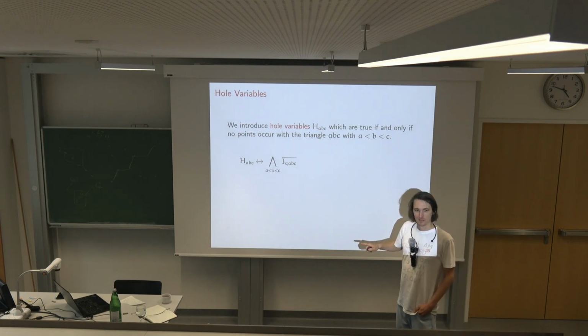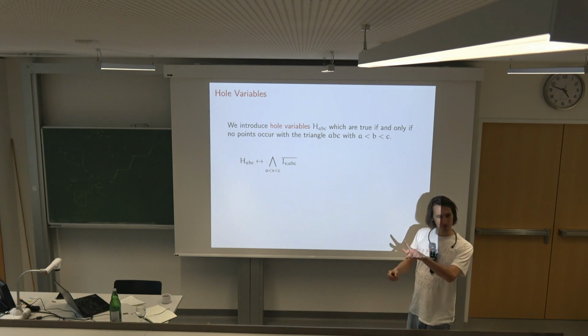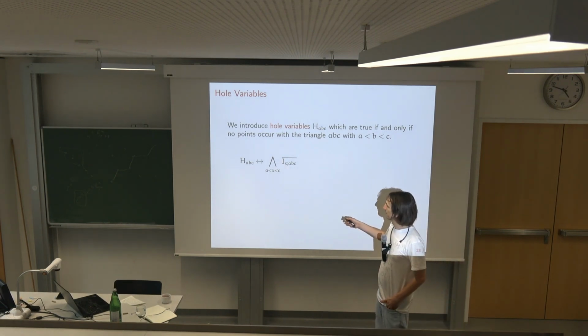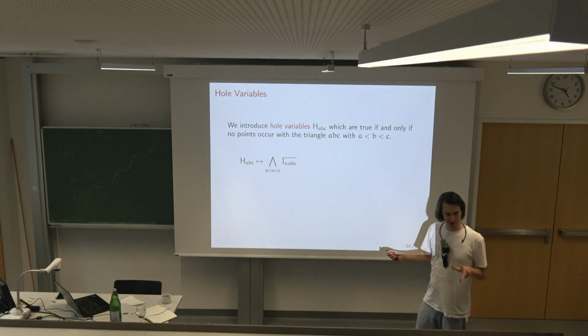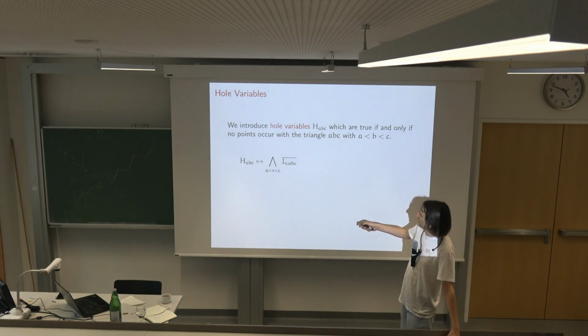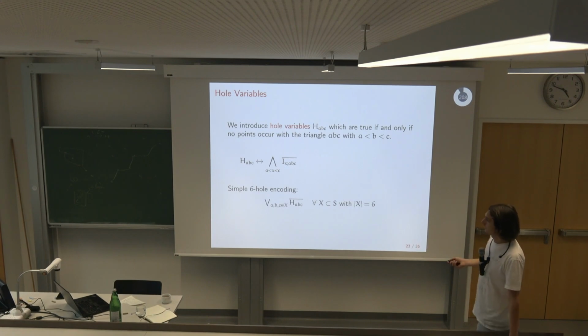But now it gets easy. If I have 3 points A, B, C, and they should form a hole, what does it mean? It does mean that there's no point X which lies inside. That's the characterization of an empty triangle. So I can just say I have a new variable which is the same as the logical AND of all those negated containments.